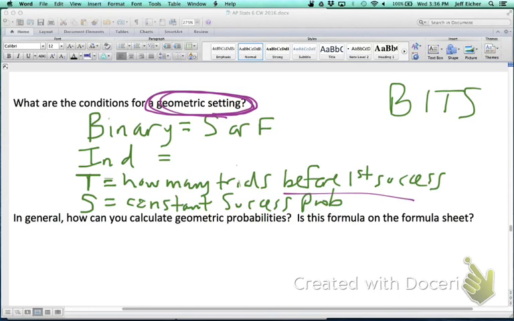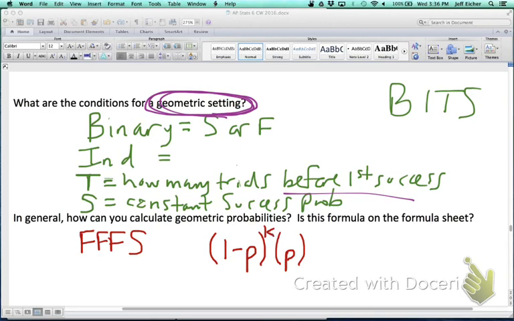So in general, how can we calculate geometric probabilities? Well, I really don't have the formula memorized. I just do what we did with the Monopoly case. So if you want to know the probability of getting a success on the fourth one, I would just say, like, well, you have to fail, fail, fail, and then succeed. And then I would just calculate those. So the formula would be your probability of failure, and then you're going to have a probability of success, and you have k failures.